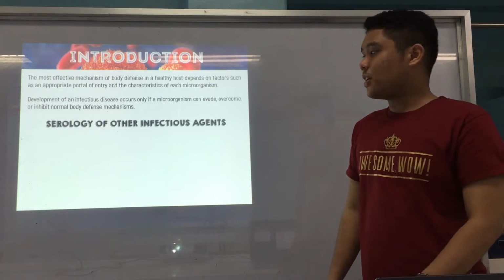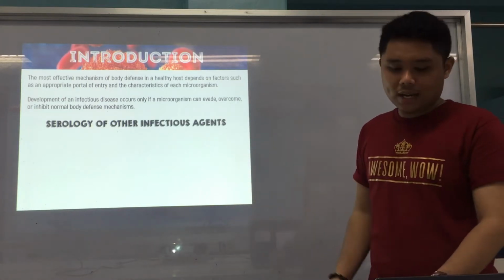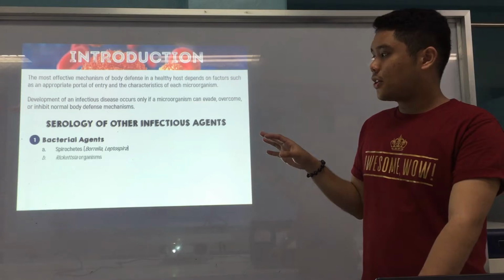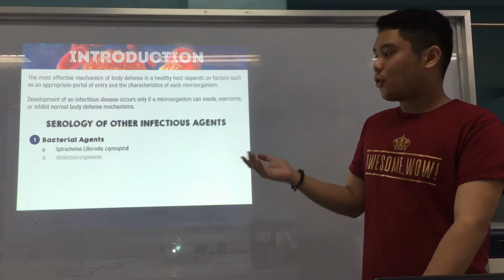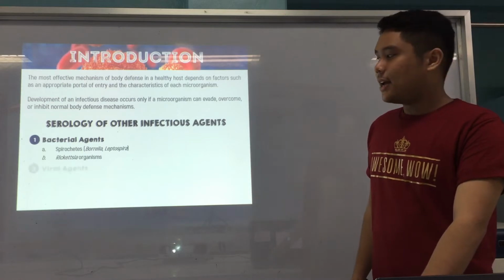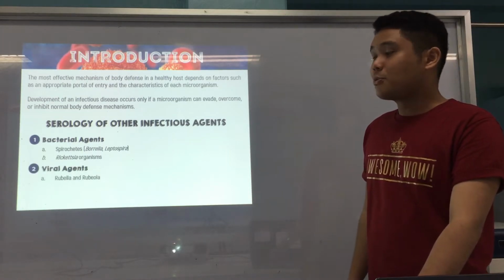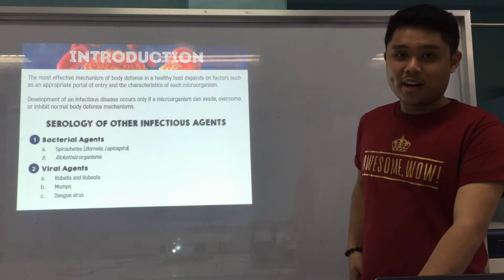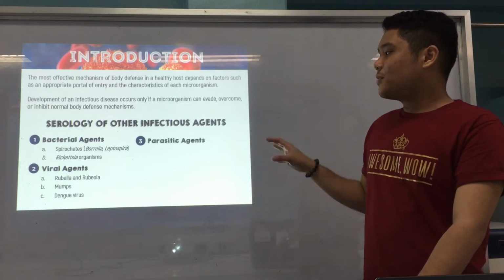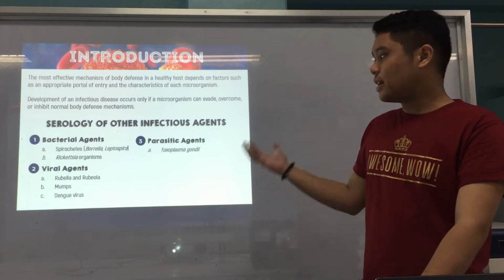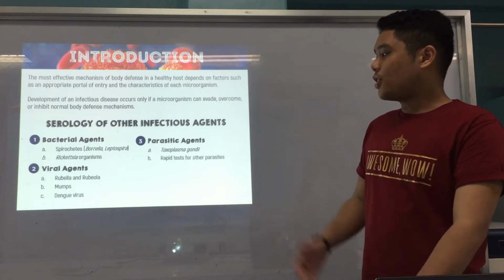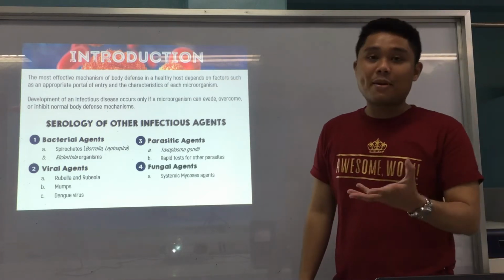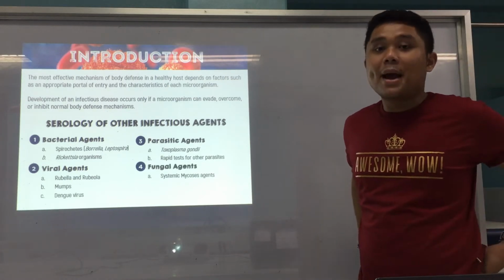For the serology of other infectious agents, in this lecture we're going to focus on only some of the agents. We'll start with bacteria, the other spirochetes, Borrelia and Leptospira, and of course the Rickettsia organisms. For viral agents, we're going to focus on rubella and rubeola, the mumps virus, and of course the dengue virus, because it is very common in the Philippines. For parasitic agents, we'll focus first on toxoplasmosis or Toxoplasma gondii, and rapid tests for other parasites. Lastly, for fungal agents, we're going to focus on the systemic mycosis, the agents that can cause systemic mycosis.